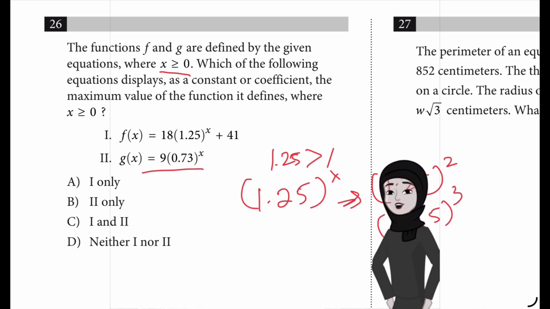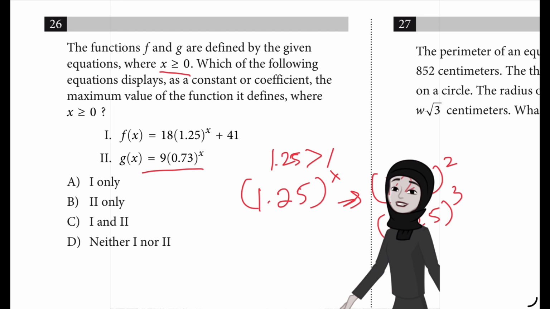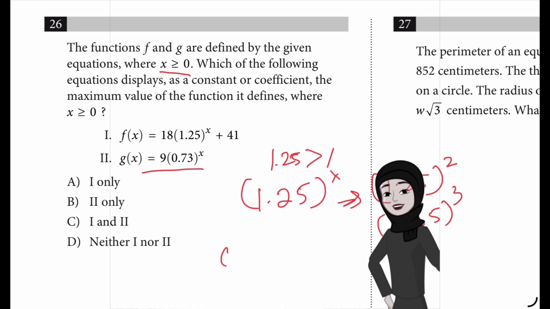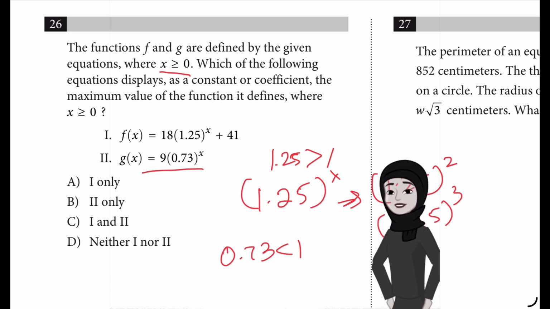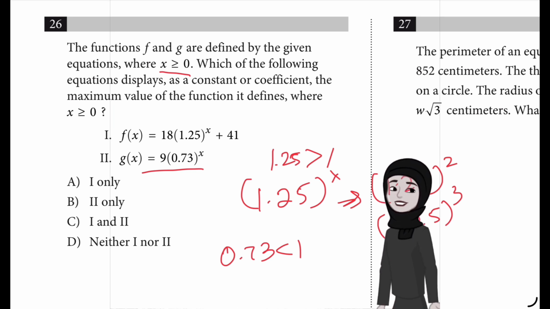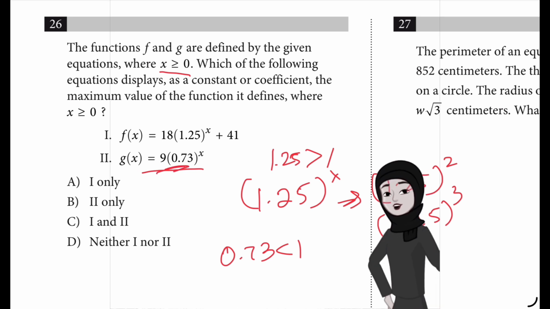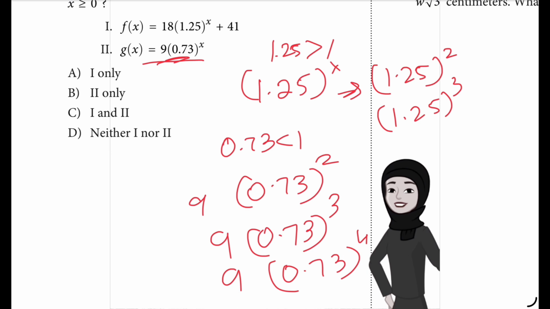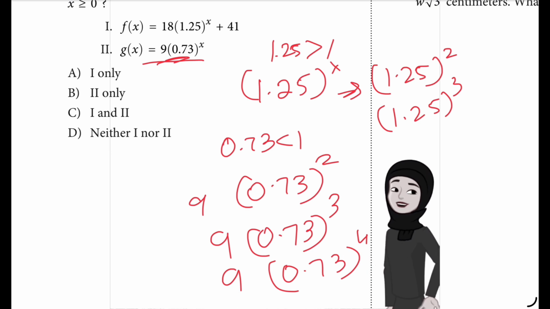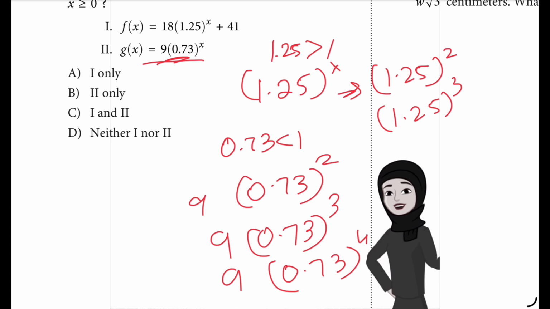In function g, we have a decimal. The base of the exponent, 0.73, is less than 1. So what will happen in this case? Because it is less than 1, the value of 0.73 raised to the power of x decreases as x increases. And if you multiply it with 9, that will also decrease because of that. So now we can take a calculator and observe this. 0.73, let us square it. 0.73, let us cube it. And 0.73, let us just raise it to the power of 4. And even if you want, we can multiply with 9 and check it.